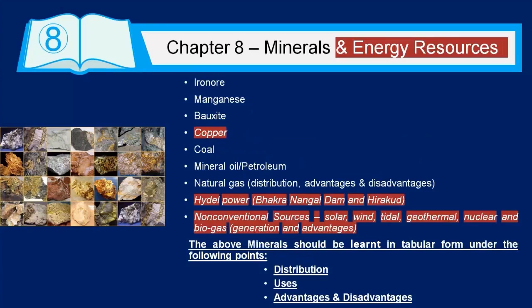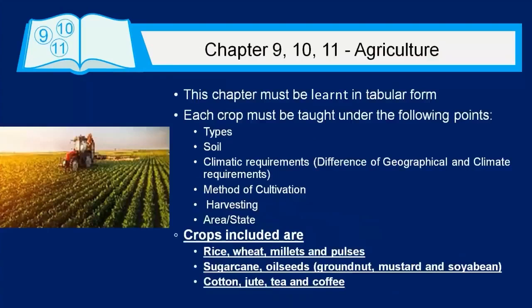In hydropower, Bhakra Nangal Dam and Hirakud Dam have to be done under the heading Location, Dams and Benefits. Non-conventional sources of power are solar, wind, tidal, geothermal, nuclear and biogas. These have to be learnt as per their generation, advantages and disadvantages of each source of power. Agriculture is a very vast topic and you must learn it in two parts.